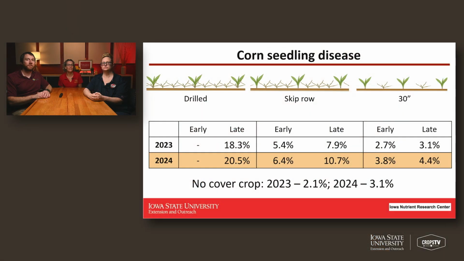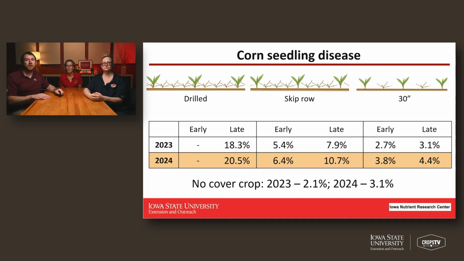I think one of the things is once again in that 30-inch rows, the amount of seedling disease we see is very similar to that no cover crop. Even when we plant green, we're still not getting that much more seedling disease. So I think that's really exciting to see.